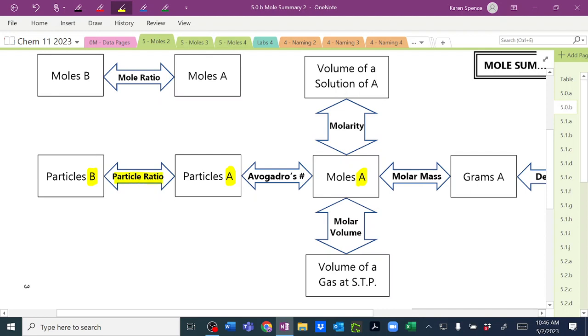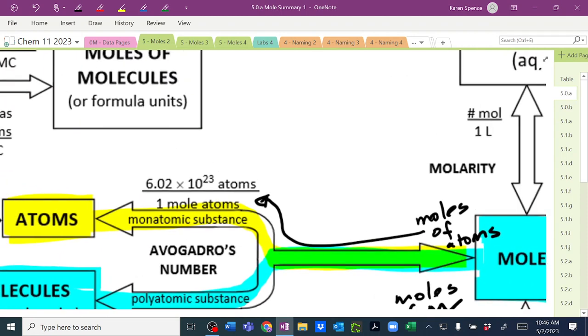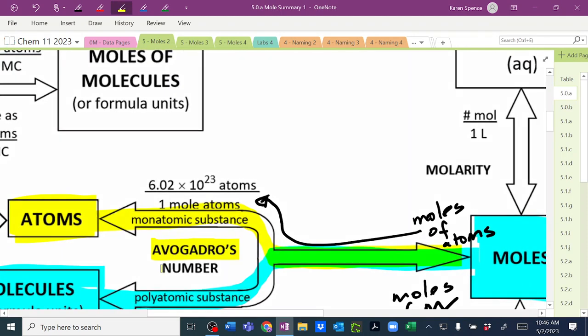I kind of like this sheet because it breaks things down and makes it simpler to look at, but it also doesn't give you as much detail. For example, it just says Avogadro's number is used to convert between those two. Whereas on the previous one, it tells you that Avogadro's number is, what's Avogadro's number? 6.02 times 10 to the 23 atoms per 1 mole.